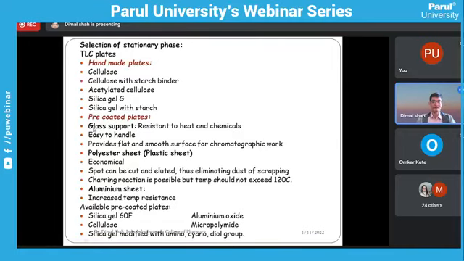Normally, aluminum sheet pre-coated plates are widely used, and the available pre-coated plates are silica gel 60F, cellulose, aluminum oxide, micropolyamide, and silica gel modified with amino, cyano, or diol groups. So these are the different stationary phases which are available. But normally, I found that we go with silica gel 60F 254 fluorescent plates. And we normally prefer these plates for the development.